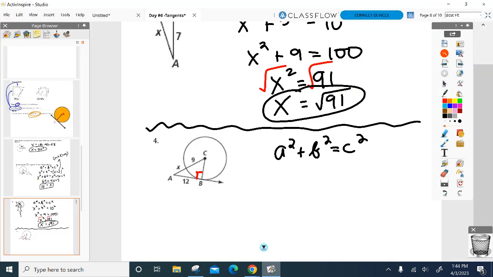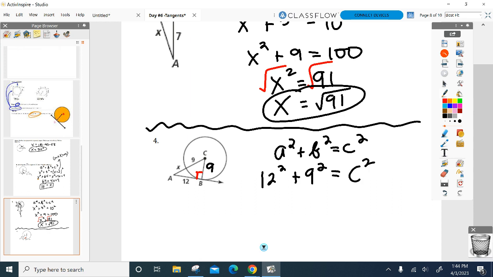12, both leg lengths. 12 squared. And then we also had a 9 come in there, right? Because CB is a radius. Any other radius, I know, is also 9. Now, instead of putting x plus 9 here and double distributing, I am going to have to factor, because it won't cancel out this time. How about we do this?